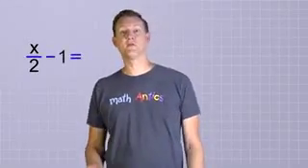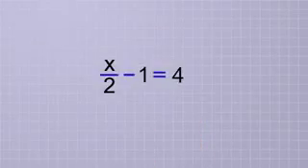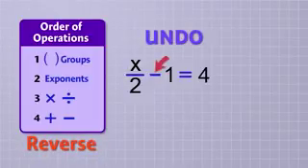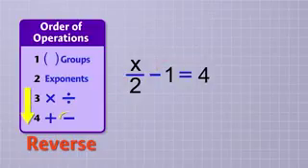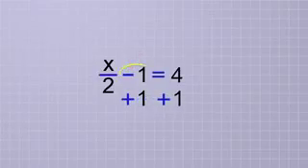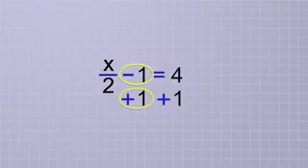Let's try solving another simple two-step equation that has division and subtraction in it. x over 2 minus 1 equals 4. Again, we're going to apply the order of operations rules in reverse to undo the subtraction and the division operations. Since we would normally do the subtraction last, we're going to undo it first. To undo the subtraction, we add 1 to both sides of the equation. On the first side, the minus 1 and the plus 1 cancel out, leaving just x over 2 on that side.